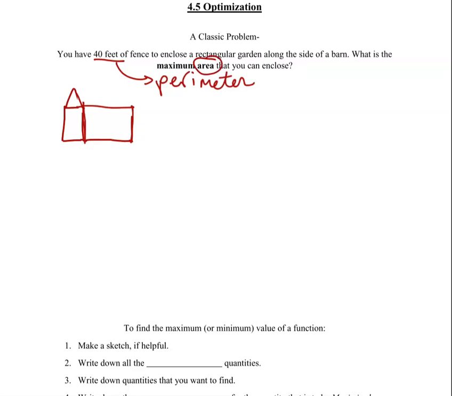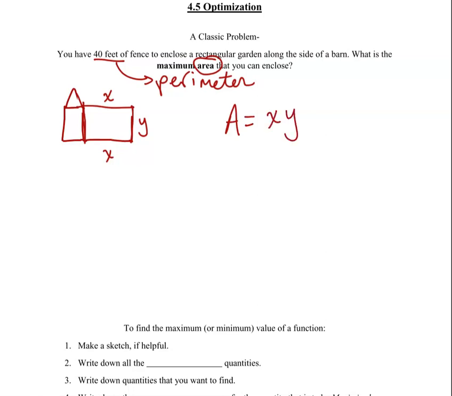So what I'm going to do is put some labels here, and I'm going to call this side x and this side y. And then, of course, because it's a rectangle, this side would also be x. So I want to come up with 2 equations here, one for the area and one for the fencing or the perimeter. So let me start with the area equation. Area would just be length times width because it's a rectangle, so that would be x times y.